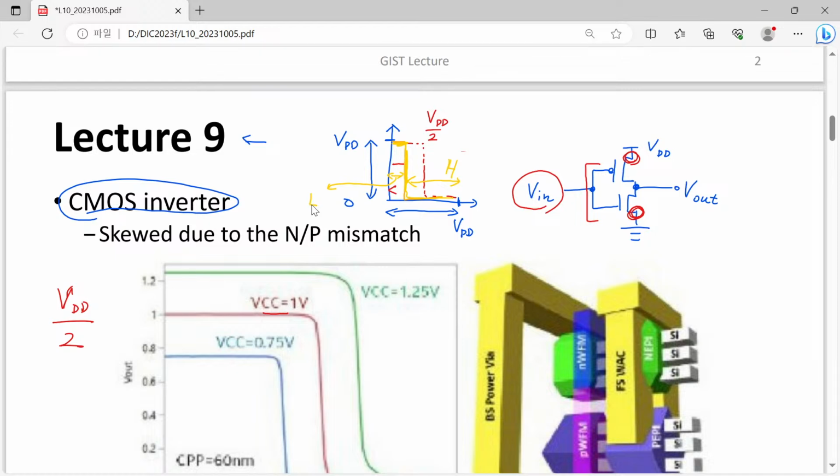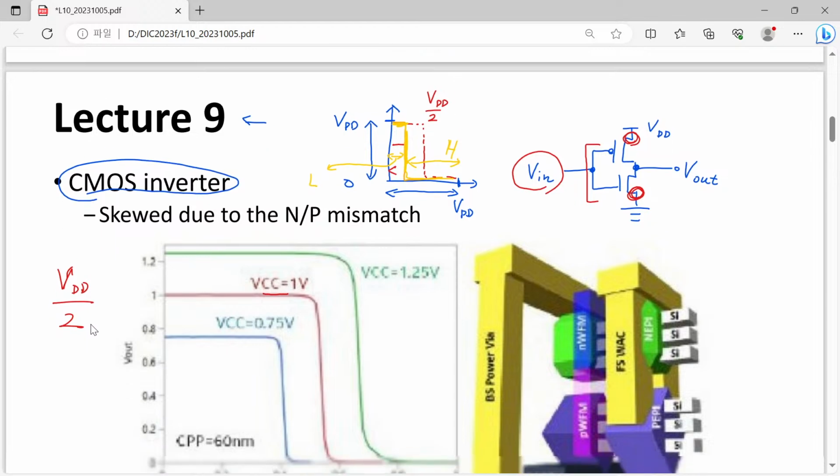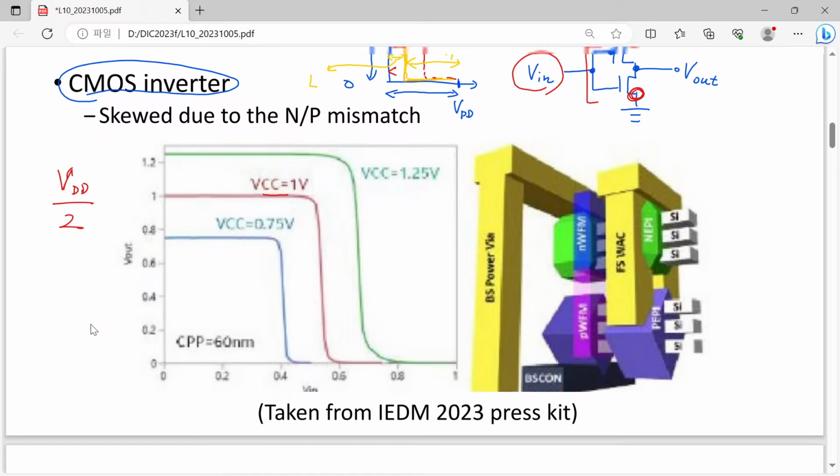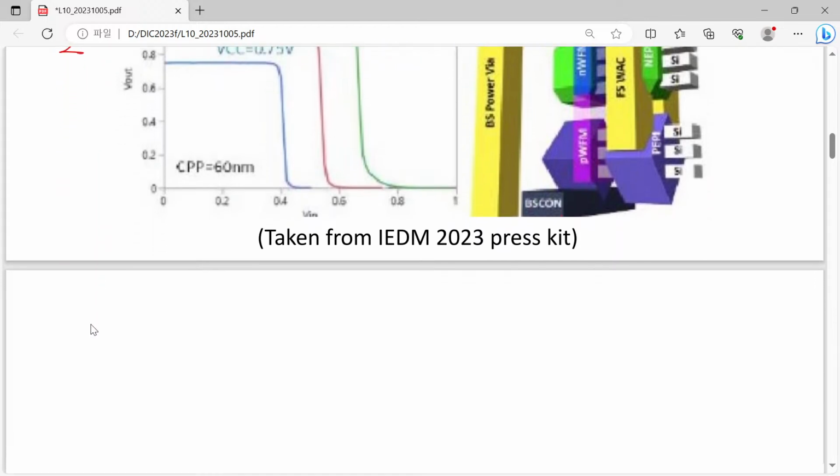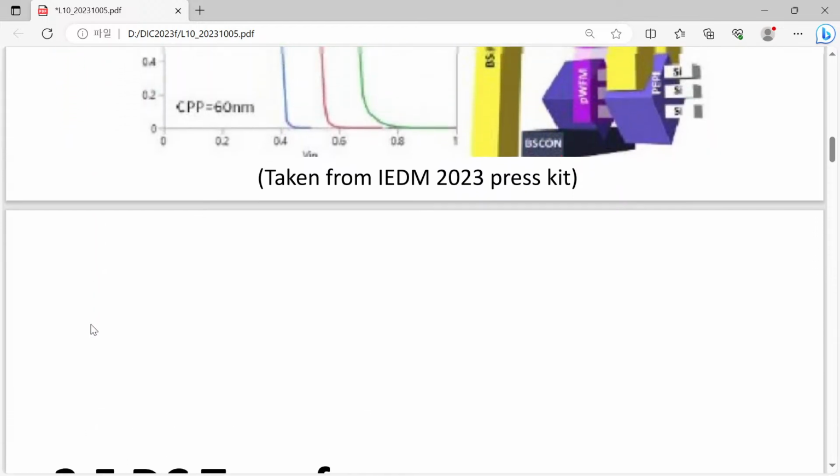So we wanted to have half and half portion between logical low and high. So obviously we wanted to have a well balanced, non-skewed IV voltage transfer curve. Okay. So do you have any other question?